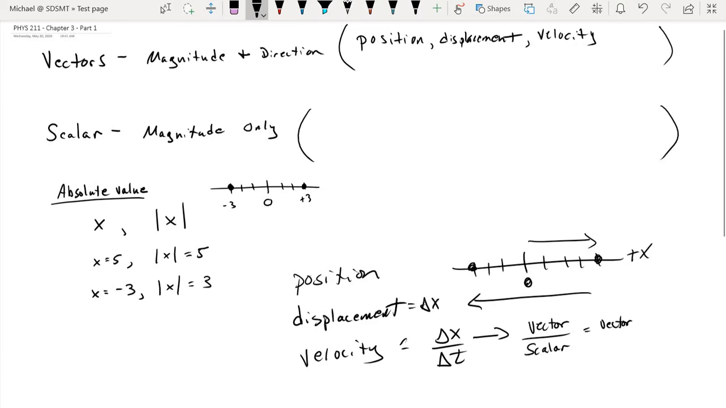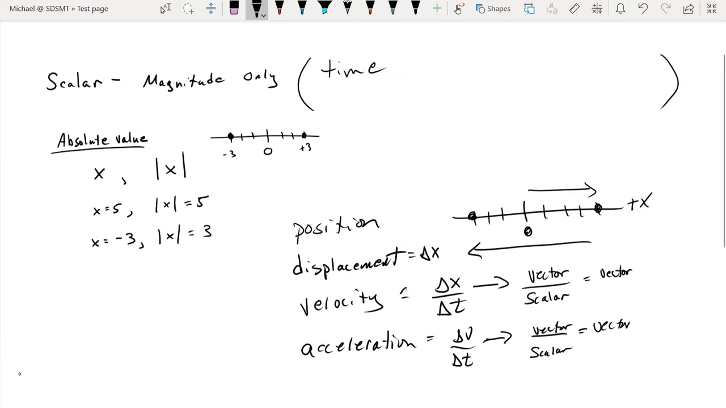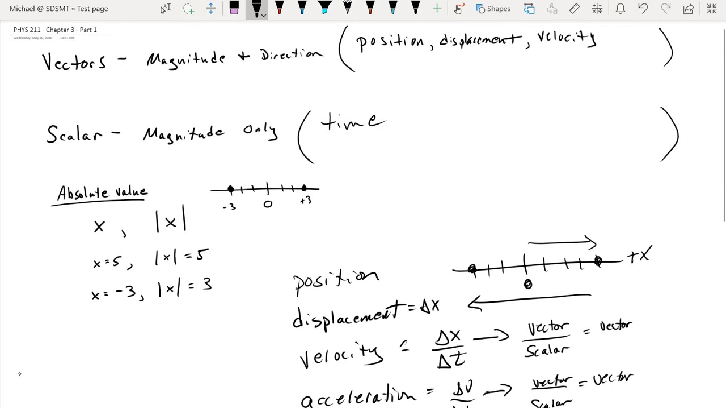So we'll go ahead and add velocity to the vectors group, and we can put time in with the scalars. After velocity, we had acceleration, which was defined as the change in velocity with respect to time. So if velocity is a vector, we are again dividing by a scalar, and so we're going to get another vector from that. And so our acceleration will also be a vector.